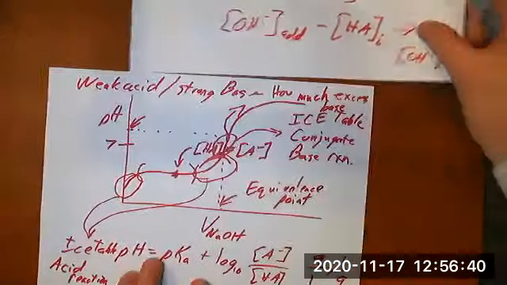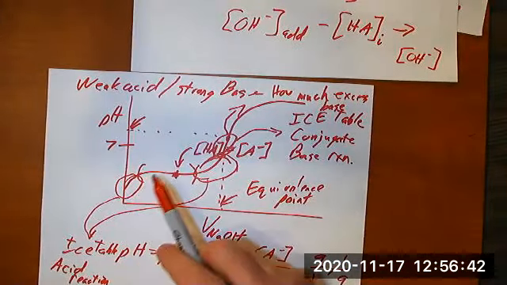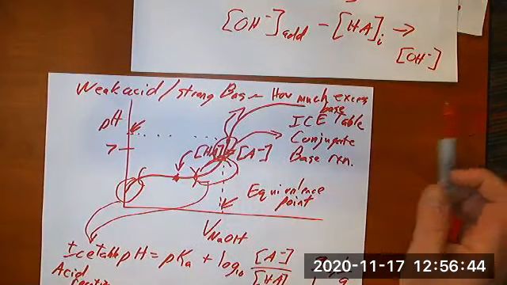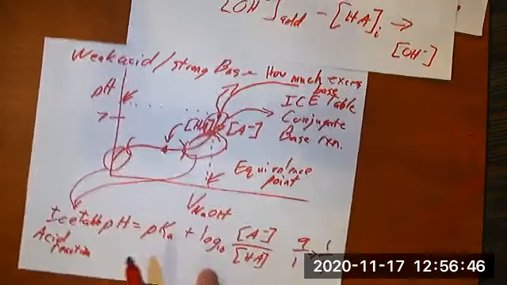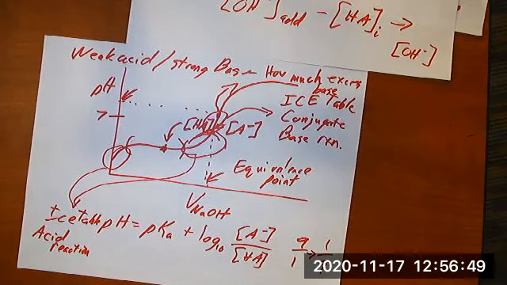I go through calculations in each of these regimes in that video that I posted, so I do recommend taking a look at that one. What you might want to think about is what would this look like in reverse? If we were using a weak base and titrating it with a strong acid, how is this going to look?